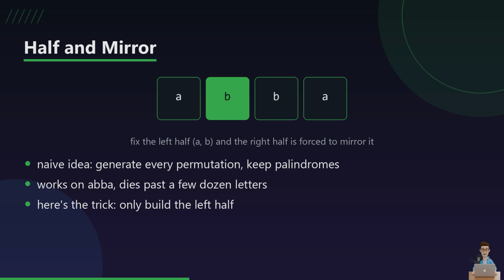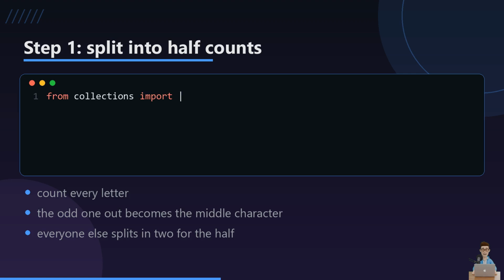Since we already know the answer must be symmetric, we only need to figure out the left half. The right half is automatically decided. It's just the left half written backwards. Let's write our first bit of code.